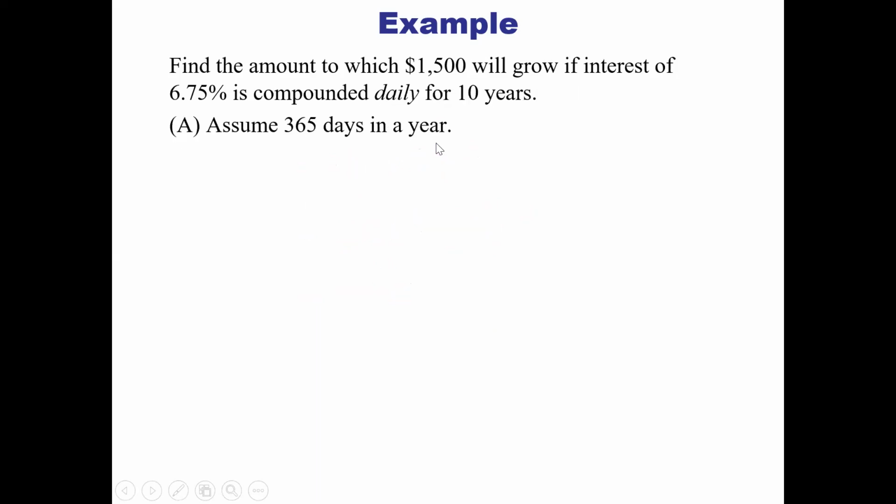Okay. What about if we do it daily? Now this time we're going to assume 365 days per year. Okay, so this is kind of the standard. So let's look at this one. Well, now we're going to just have to type in A is equal to what? Well, we're doing 1500 times 1 plus our rate 0.0675. And now we're going to do it 365 times. So that's going to go down here for m, and it's going to be 365 times 10 years.